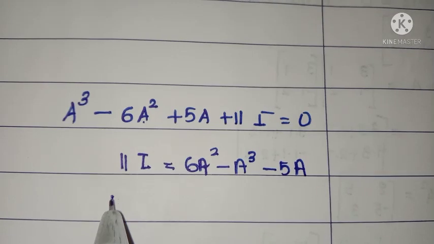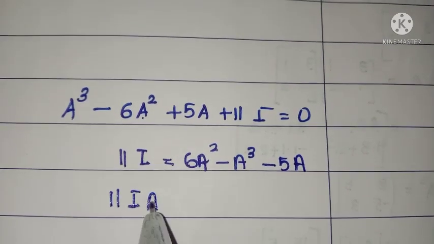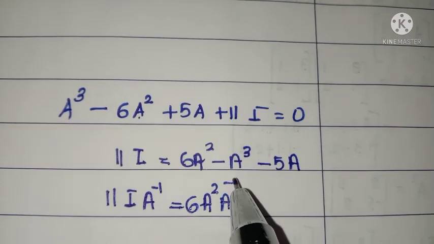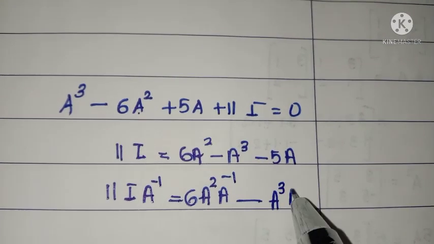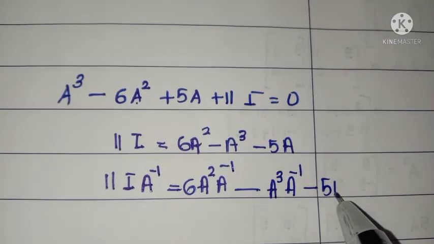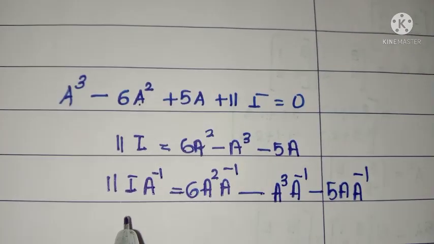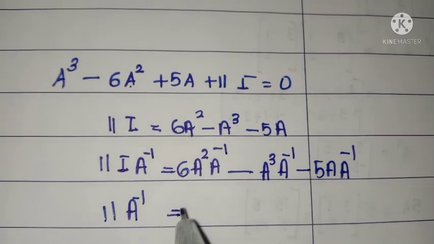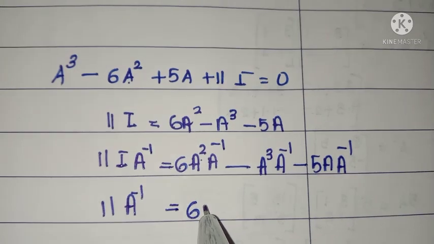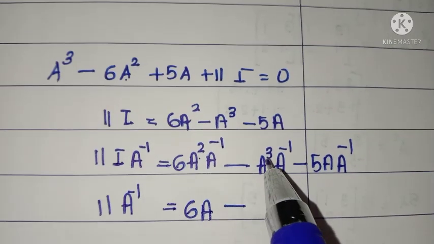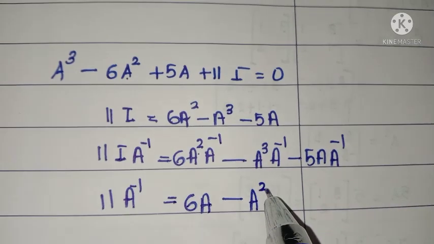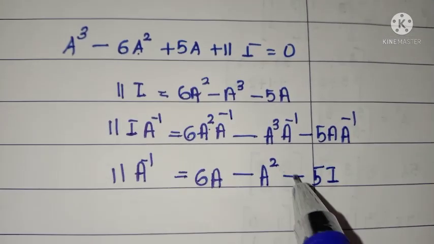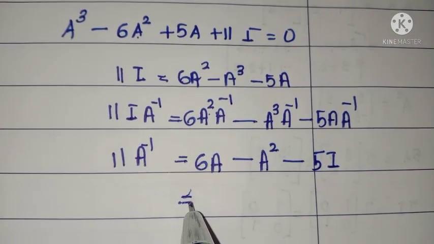Now multiplying throughout by A inverse. So 11I into A inverse equals 6A square into A inverse minus A cube into A inverse minus 5A into A inverse. Now 11 A inverse. A inverse equals 6A square into A inverse gives A, minus A cube into A inverse gives A square, minus 5 into A inverse gives the identity matrix I. Now replace all the matrices.